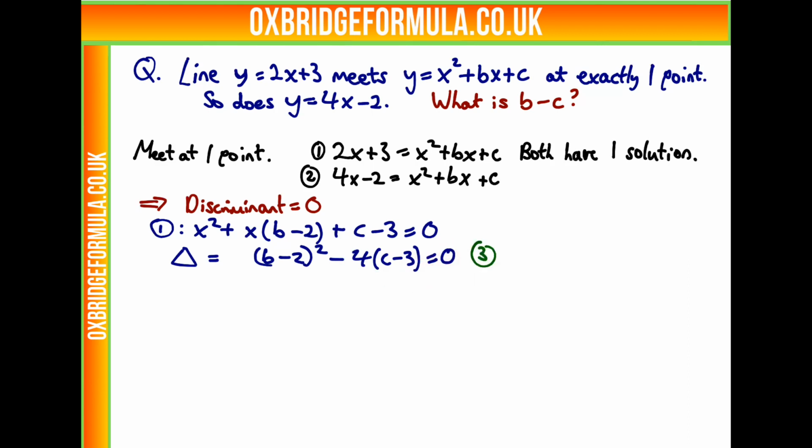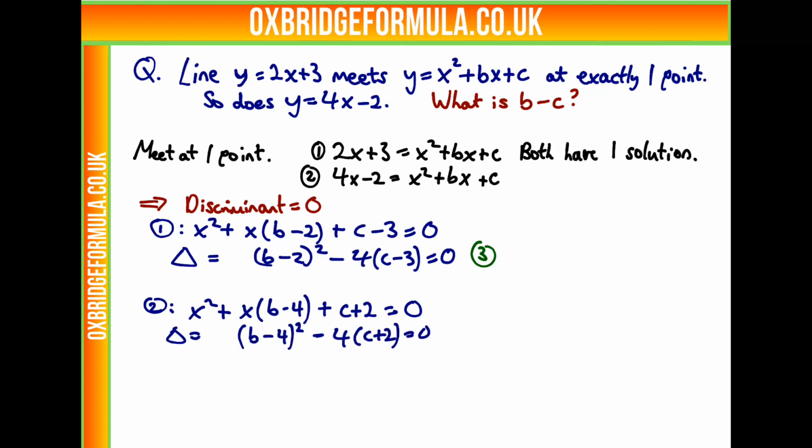Doing the same thing for equation 2, we first rearrange to get x squared plus x times (b minus 4) plus c plus 2 equals 0, giving us the discriminant (b minus 4) squared minus 4 lots of (c plus 2), which is also equal to 0. I'll call this equation 4.